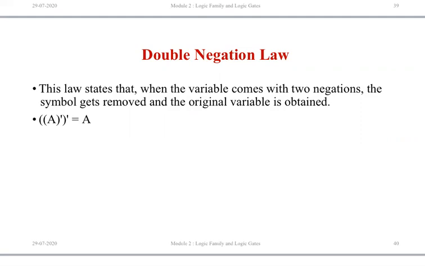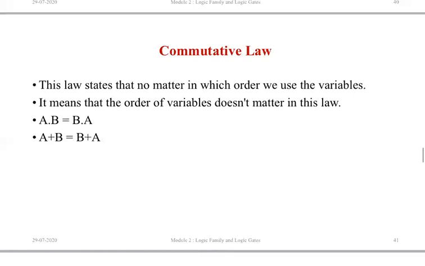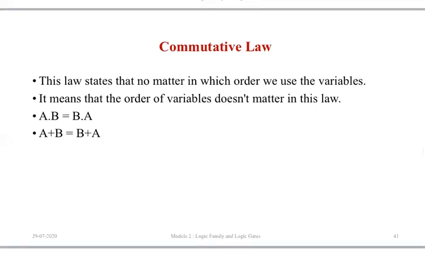The next one is the commutative law. This law states that the order in which we use the variables doesn't matter. So whether you write A first or B first, it doesn't matter. A dot B is the same as B dot A. This we have learned in algebra also in the lower class. And A plus B is equal to B plus A. So the order of the variables does not matter. So simple commutative law: A dot B is equal to B dot A.